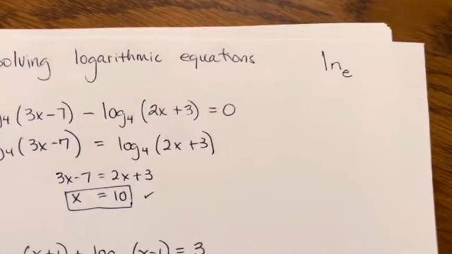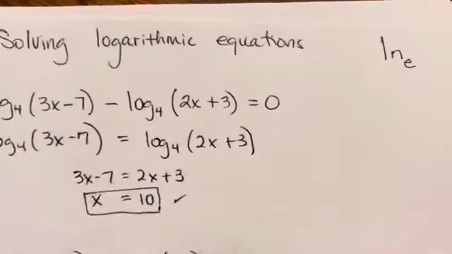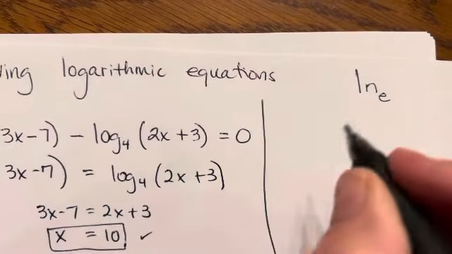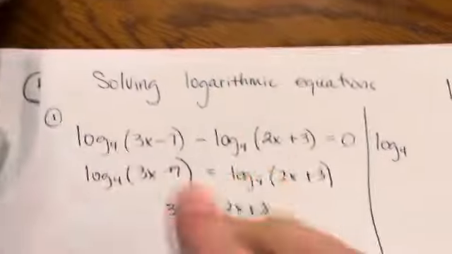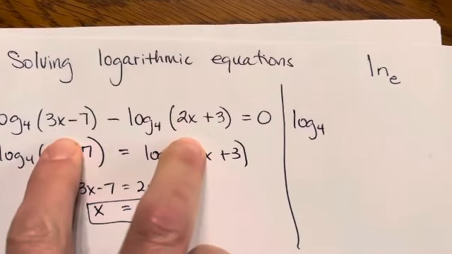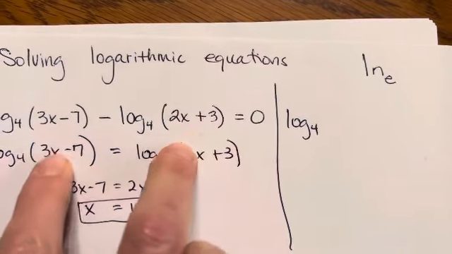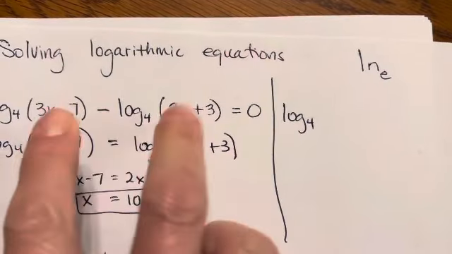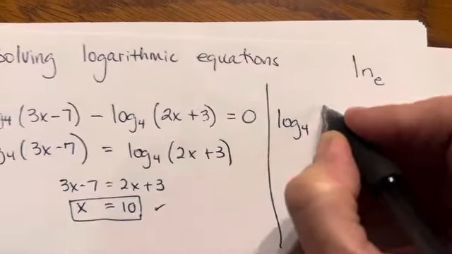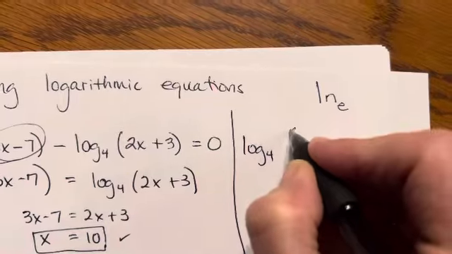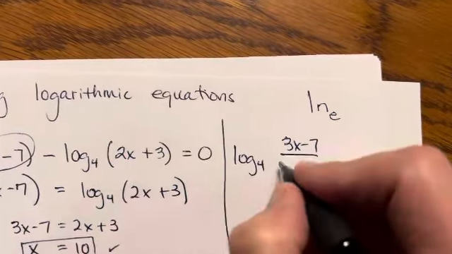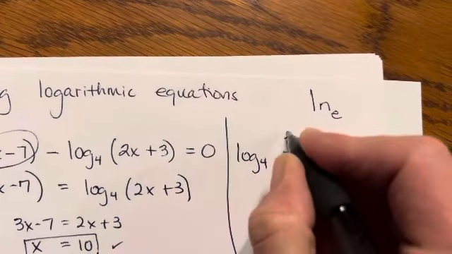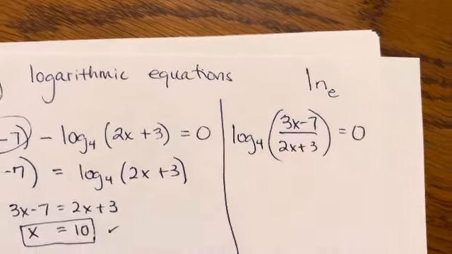Now, if you didn't think to do it that way, here's another way you can do this. One way is not better than the other, but I can take these two and make them one. Remember, since I'm subtracting, you can make the two one by dividing. So this guy's going to go on the top, and whatever I'm subtracting by goes on the bottom. Okay, so I've got that.